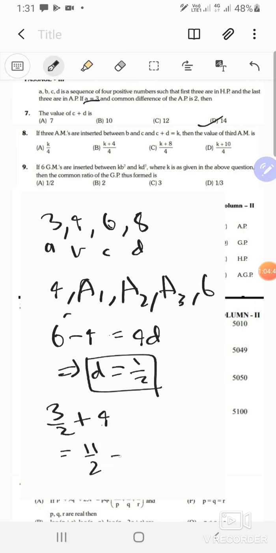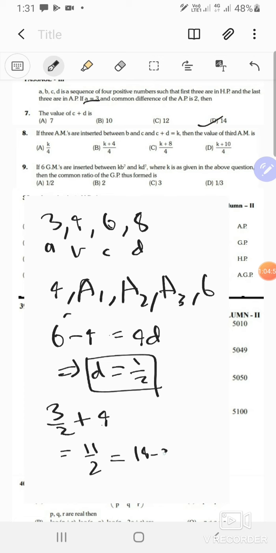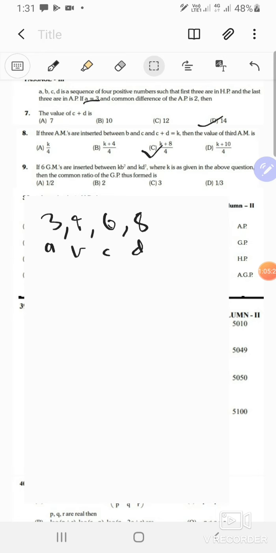So 11 upon 2, which is 14 minus 3 upon 2, so that's going to be k minus 3 upon 2, something like that. Okay, so you also have something upon 4, so that's going to be 22 upon 4. 22 upon 4 is k plus 8, right? So k plus 8 upon 4. That was nice.